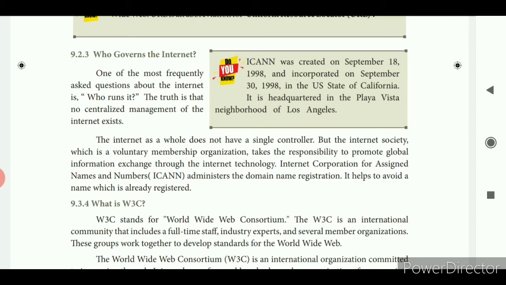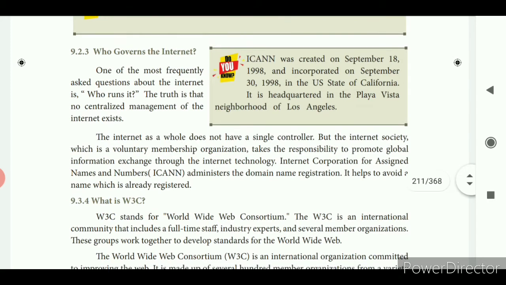So the ICANN, the right side you see, do you know? ICANN was created on September 18, 1998 and incorporated on September 30, 1998 in the US state of California. It is headquartered in a Playa Vista neighborhood of Los Angeles. So the internet can be governed by the ICANN.